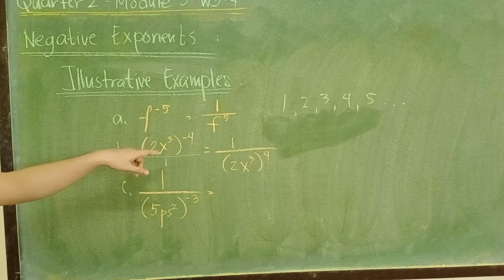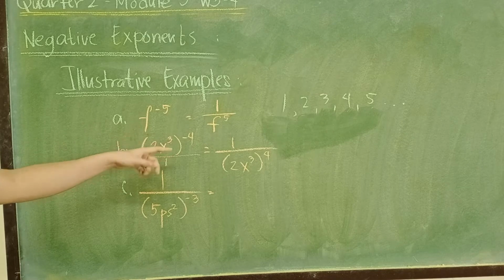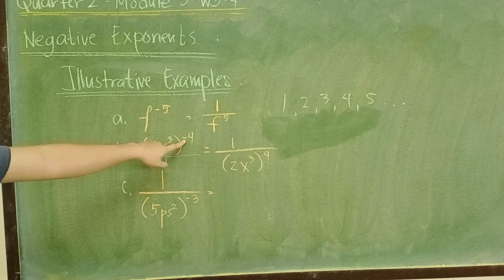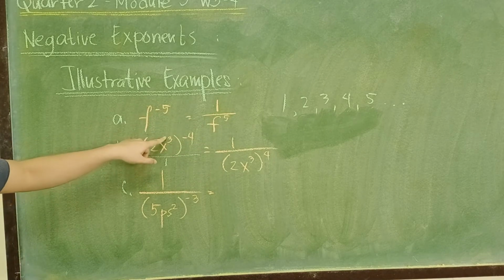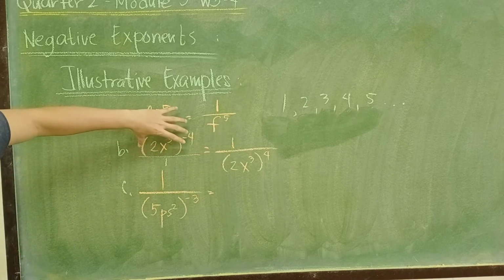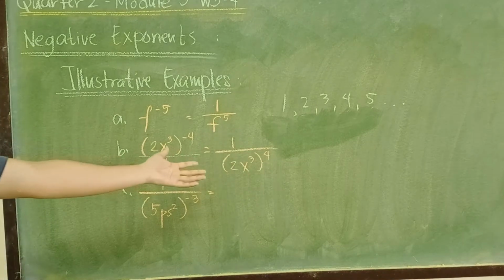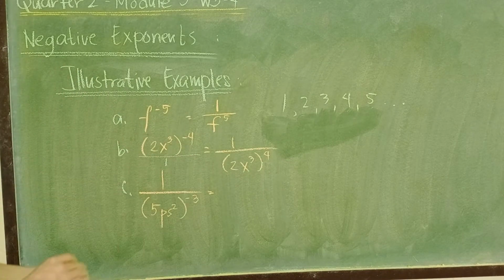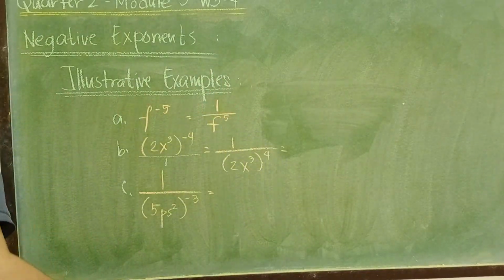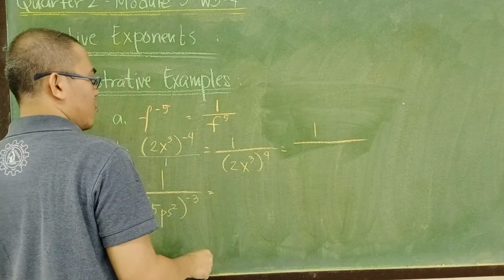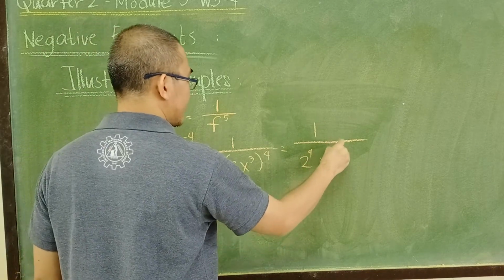So, bakit yung 3 hindi nagbago ng sign, nilipat mo siya sa ilalim? Yung na-apply mo ng rule dyan is yung exponent mo na nandito sa may labas. So, yung negative 4, yung 2x raised to 3 raised to negative 4, from numerator, nilipat ko siya sa ilalim. So, yung exponent na 4 magiging positive na. And then, you can use the power of a power para masimplify yan. So, you will have 1 over 2 raised to 4, x raised to 3 times 4.